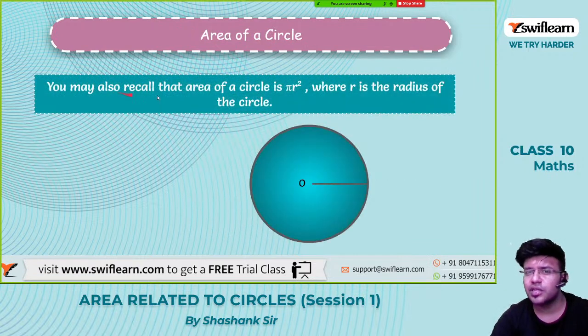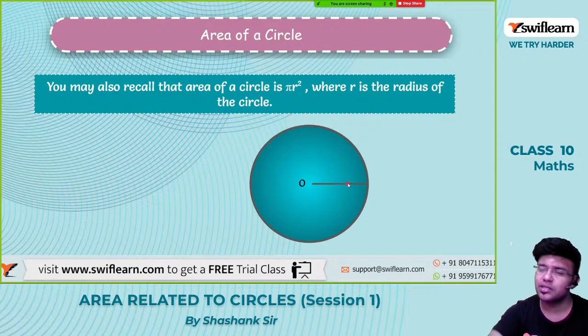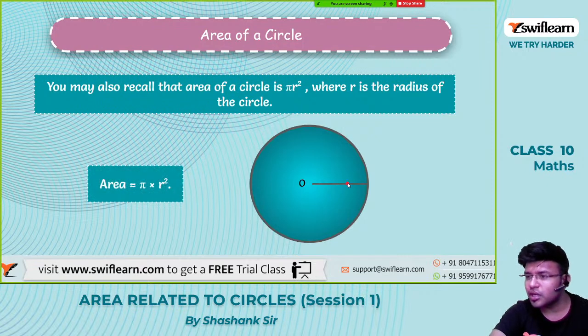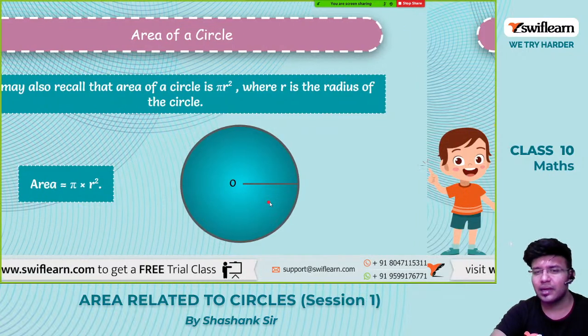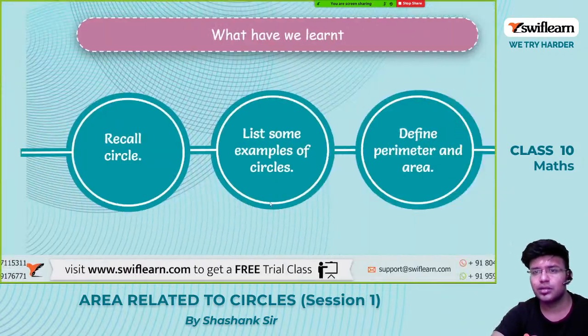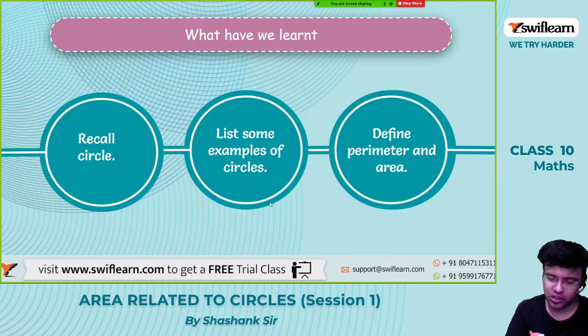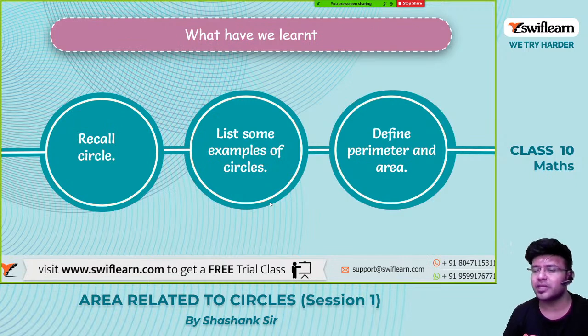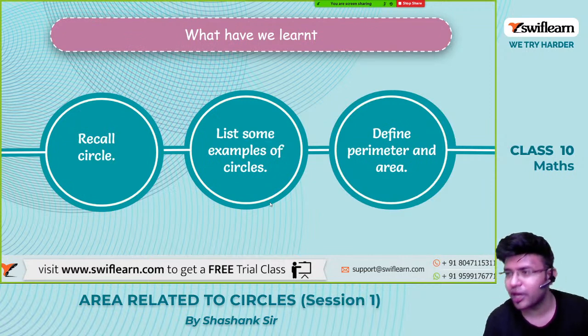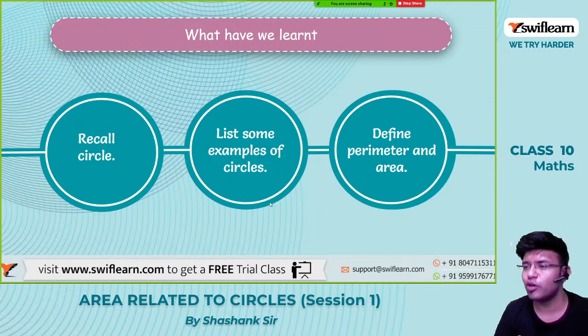The area of the circle, we have also studied this in the previous classes, in the previous standards. The area of the circle is given by pi r square. Yes, Tanuja, good morning, how are you? So what have we learned so far? We have recalled what a circle is. We have studied a list of some examples of circles. We have defined perimeter and area. Ayush is here, Lieutenant Ayush. This might be your father's ID.